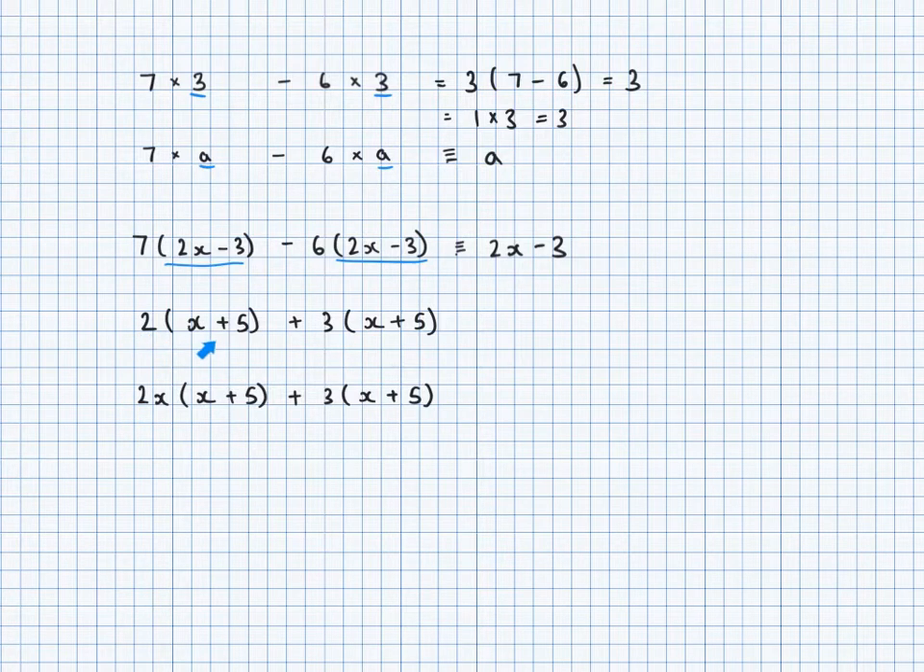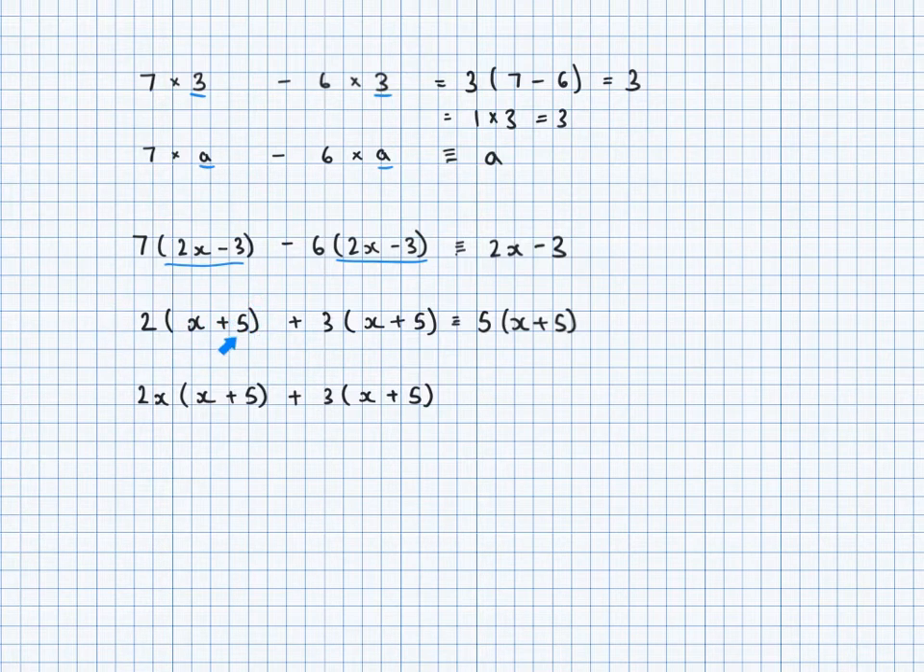Here I've got 2 lots of x plus 5. And add to that 3 lots of x plus 5. Well, you might say, well, 2 lots of something, add 3 lots of something is just 5 lots of that. So that's one way we could have simplified it. We can say that's just 5 lots of x plus 5. Okay, so have a look at this again. So 2 lots of x plus 5, add 3 lots of x plus 5. Well, if I had 2 lots of something, add 3 lots of the same thing, it should be 5 lots of that thing.